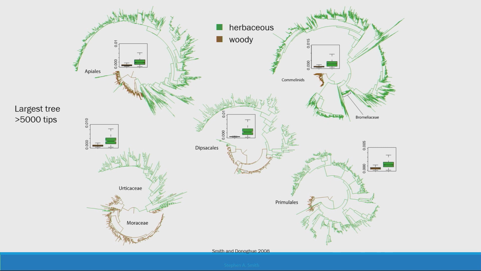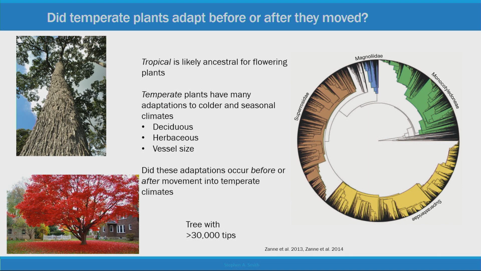And so we can conclude from this basically definitively that herbaceous plants evolve faster than woody plants, and that's it. So now that's sort of something that we understand about the history of life. Herbaceous plants evolve faster than woody plants.